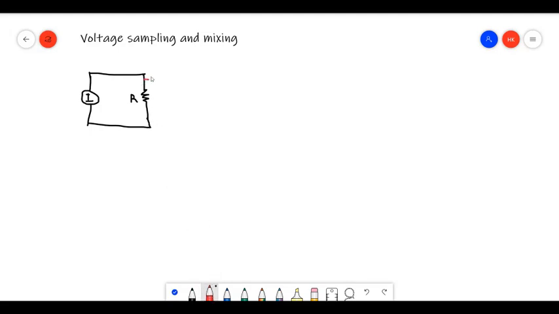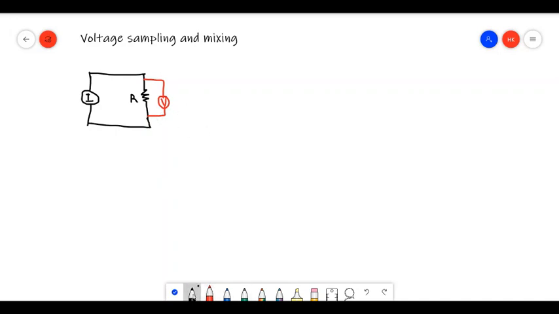So when we connect the voltmeter, we connect it parallel to the load, right? So this is voltage sampling. That means we are taking the voltage across this resistor out. Therefore, you can see that voltage sampling has to be done parallel to the load, right?